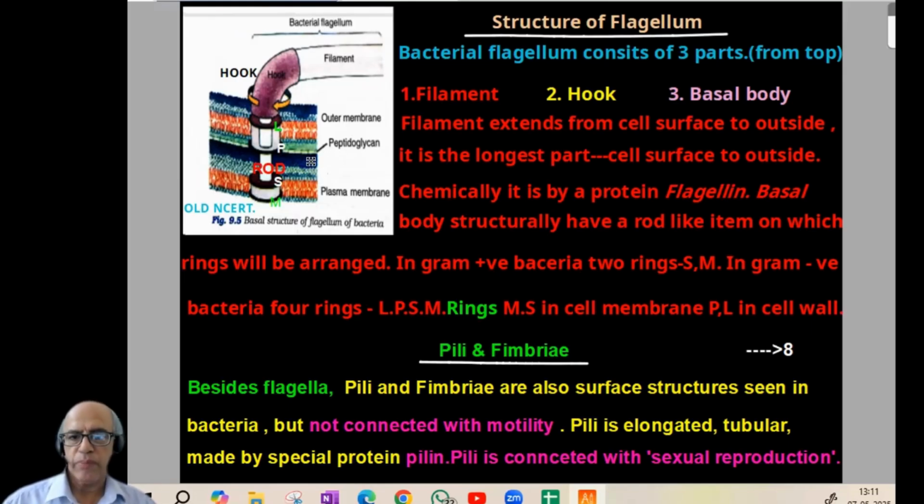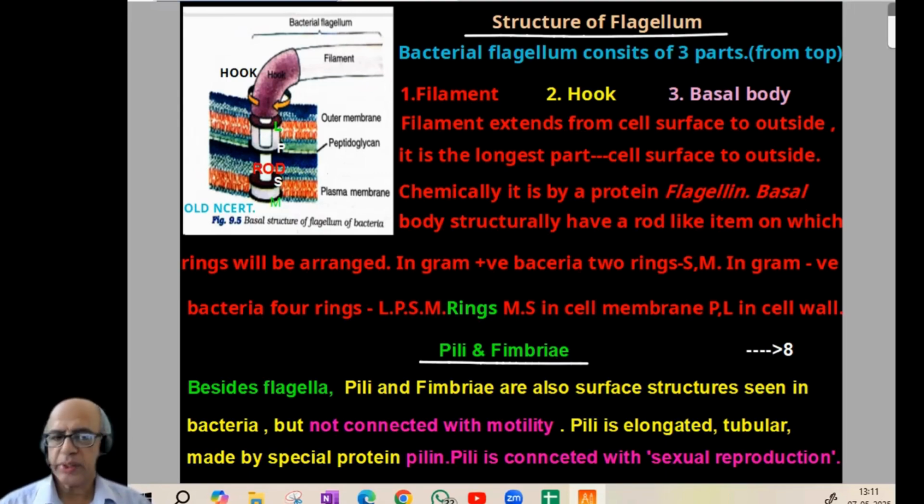The filament extends from the cell surface to outside. That is the hair-like structure that we observe outside. It is the longest part. Chemically, it is made of a protein called flagellin. In eukaryotes, it is tubulin. When we come to eukaryotic flagella, I will explain there. So in bacteria, it is flagellin.